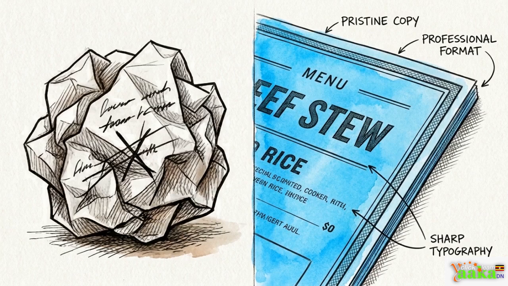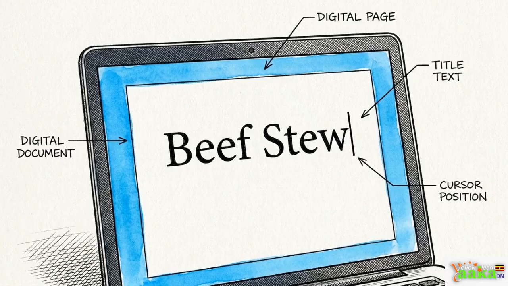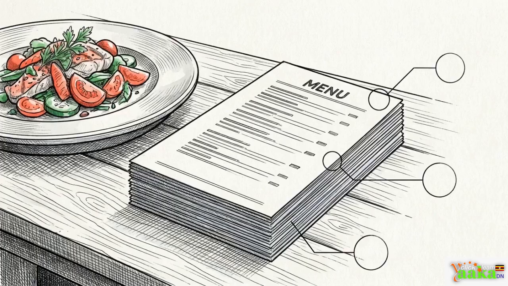Getting to that pristine final copy requires a different tool. That tool is a word processor. It acts like a digital typewriter, allowing you to type your text, fix mistakes instantly without wasting paper, and print as many flawless copies as you need.